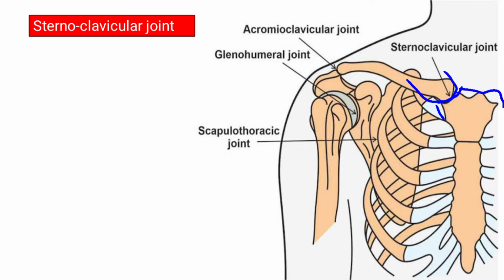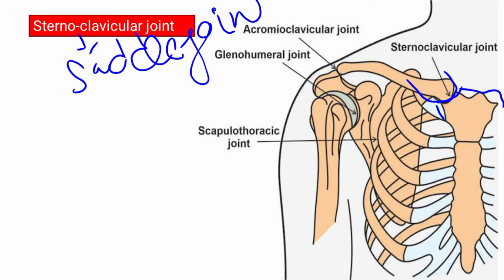The scapula has no direct connection with the axial skeleton, but it is attached to the latter only by muscles. So sternoclavicular joint is a saddle type synovial joint, and it is formed by sternal end of the clavicle and clavicular notch of manubrium sterni. This is the manubrium sterni, and this is the sternal end of the clavicle.